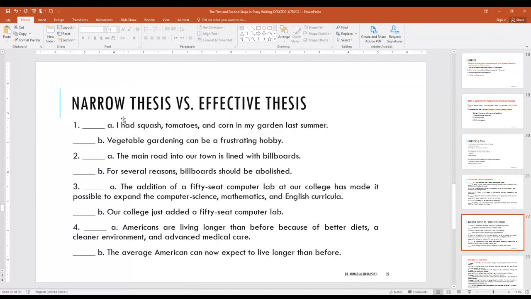Now we have an exercise here: narrow thesis versus effective thesis. Narrow, effective. I had squash, tomatoes, and corn in my garden last summer. Is this narrow or effective? This is narrow. How about number 2? Vegetable gardening can be a frustrating hobby. Effective, yes, because you have to tell the reasons behind why it is a frustrating hobby.